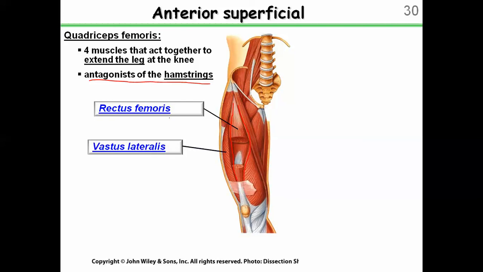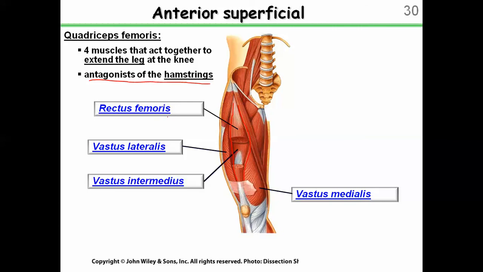The vastus lateralis is lateral to the rectus femoris. The vastus medialis is medial to the rectus femoris. And then deep to the rectus femoris is the vastus intermedius. So these 4 include the quadriceps femoris group.